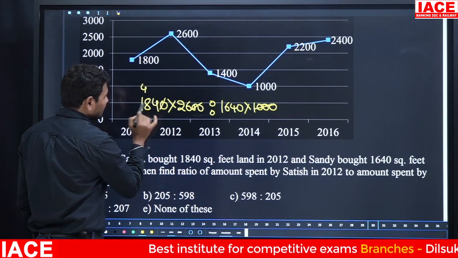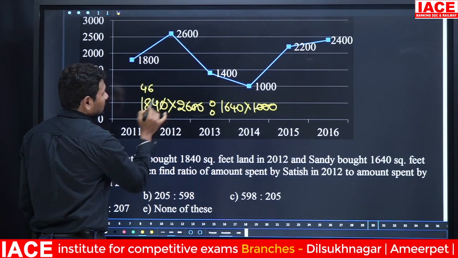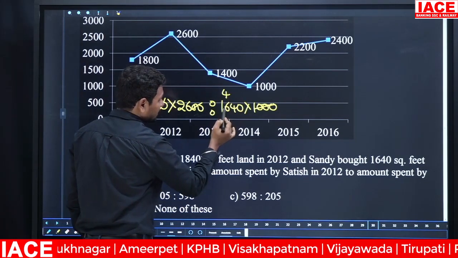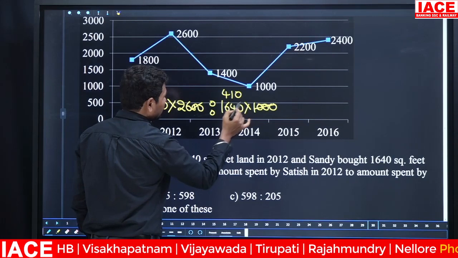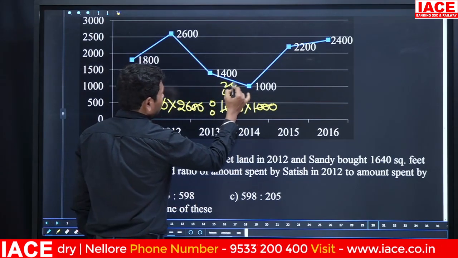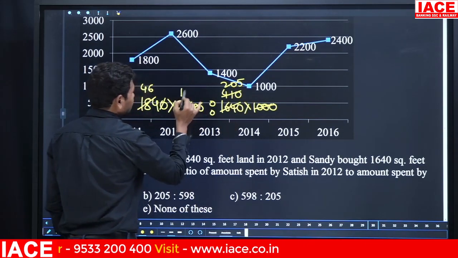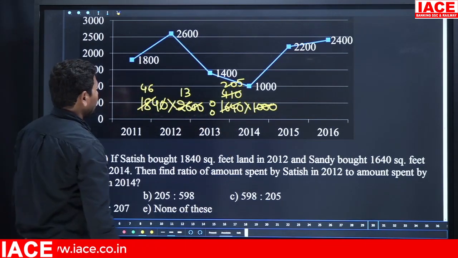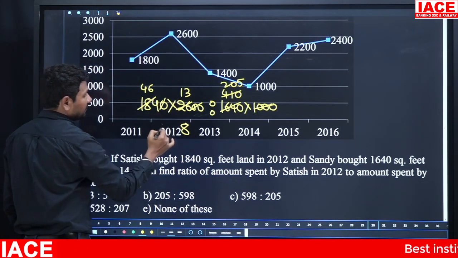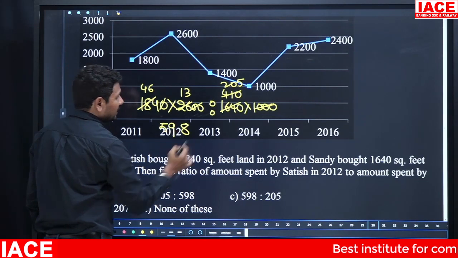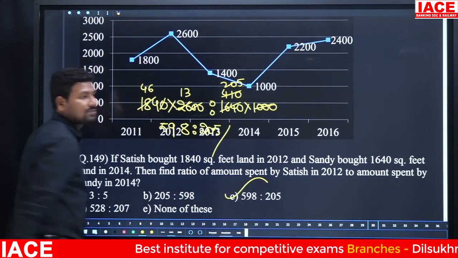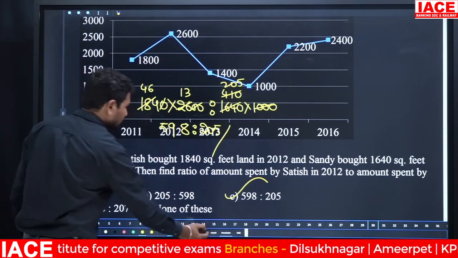4 4s are 16, 4 6s are 24. 4 4s are 16 and 4 1s and 0. Again it is going to cancel with 2. 205 and 2 13s. Okay, multiply the terms. 13 6s are 78, carry forward 7. 13 4s are 52, 52 plus 7 is 598. The ratio is 598 to 205. So the final answer is option C.